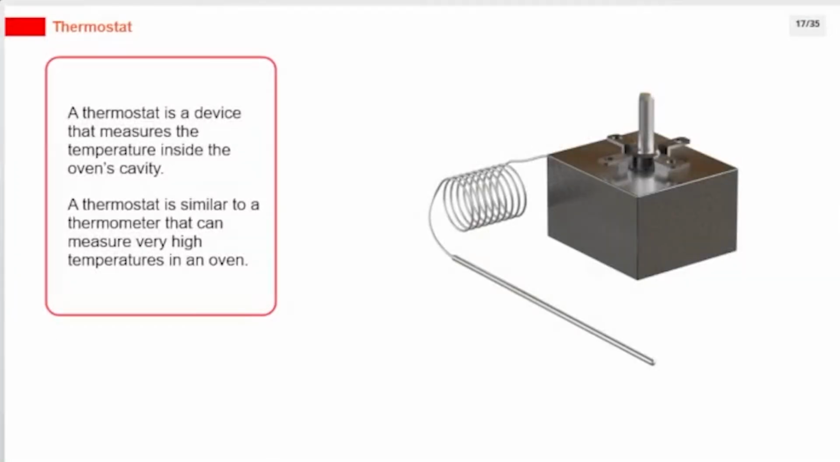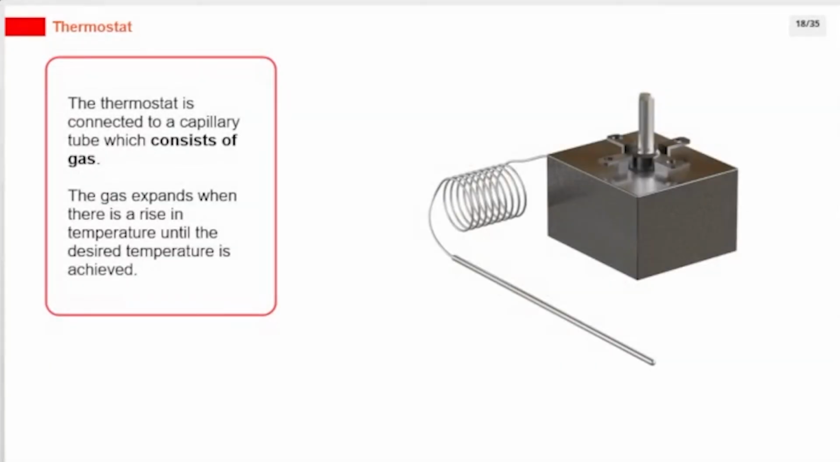A thermostat is a device that measures the temperature inside the oven's cavity. A thermostat is similar to a thermometer that can measure very high temperatures in an oven. The thermostat is connected to a capillary tube which consists of gas. The gas expands when there is a rise in temperature until the desired temperature is achieved.